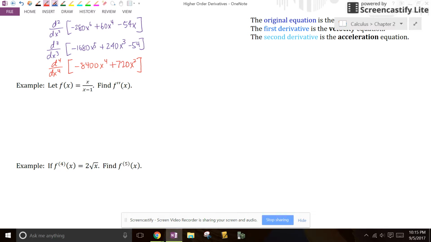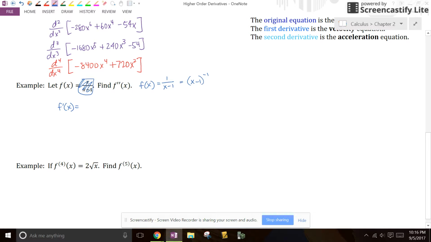All right, let's try another one. Let's look at this one now. I don't want to do this. This is quotient rule, and that's a mistake. So I need to do f of x is equal to 1 over x minus 1. That should be better. Find the second derivative of that. Let's find the first derivative first. The first thing you might want to do is rewrite this as x minus 1 to the -1 power.